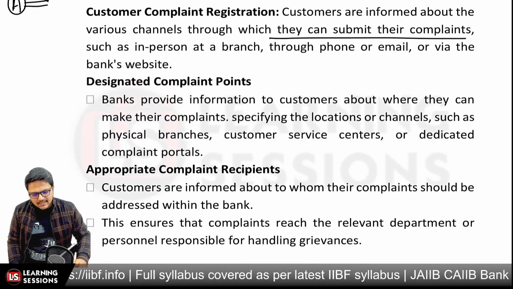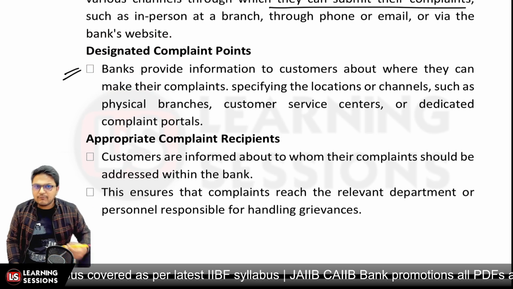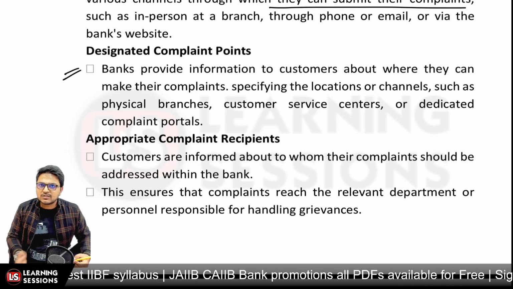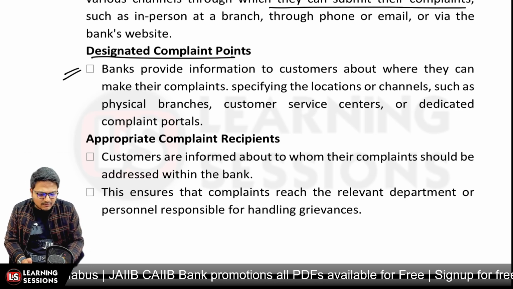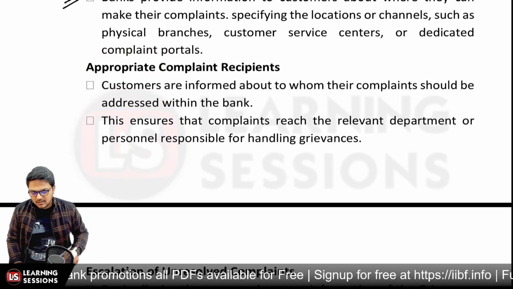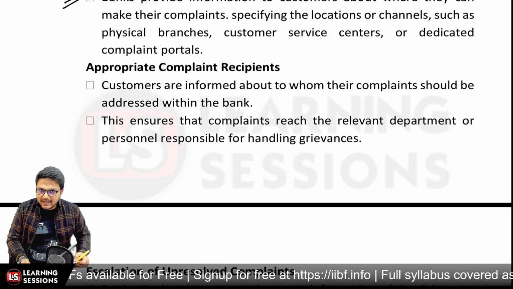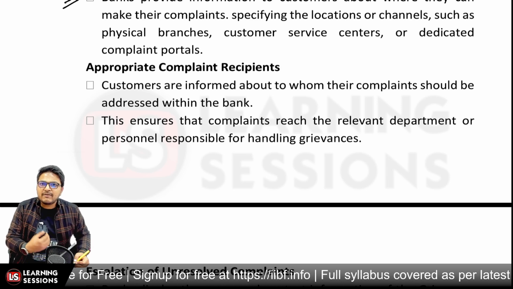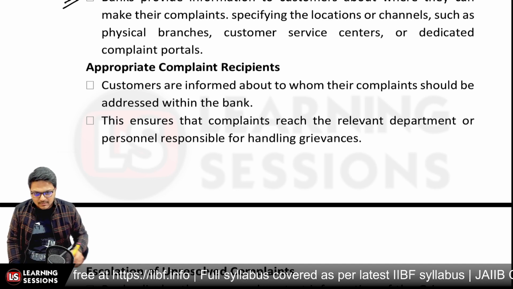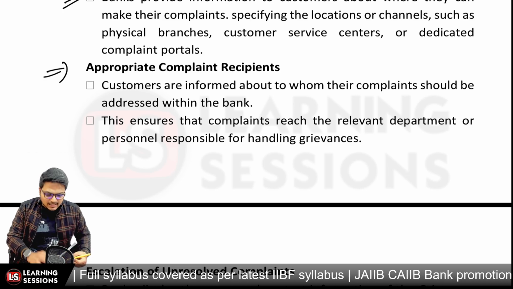And further, designated complaint points. Designated complaint point is actually related to what? Banks provide information to the customers about where they can file the complaint, specifying the location or the channel such as physical branches. These are the designated complaint points where they can file the complaints. So it's their right. And for appropriate complaint recipients, what does it indicate? Wheresoever they go, customers must be told to whom the complaint is to be filed, that is, the relevant department or personnel who is responsible for handling those grievances. So they can follow up with the concerned person, right? So appropriate complaint recipients must be there.